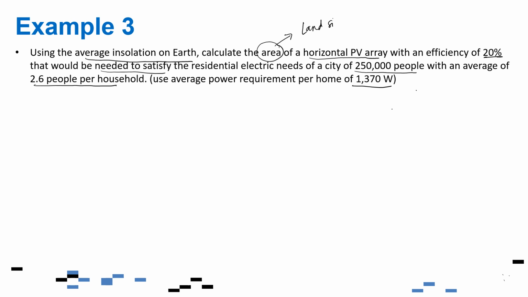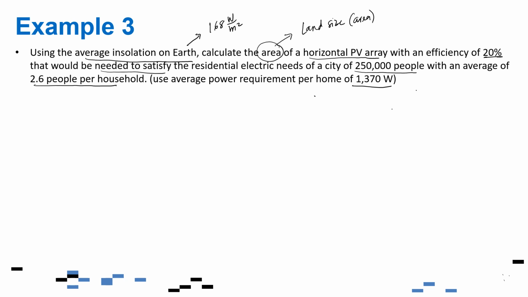So this is the area of this land for the coverage of solar PV. And in this example, we are to assume that we are using the average insolation on Earth, which in this case is 168 watts per square meter. So this is the 24-hour average insolation on Earth.